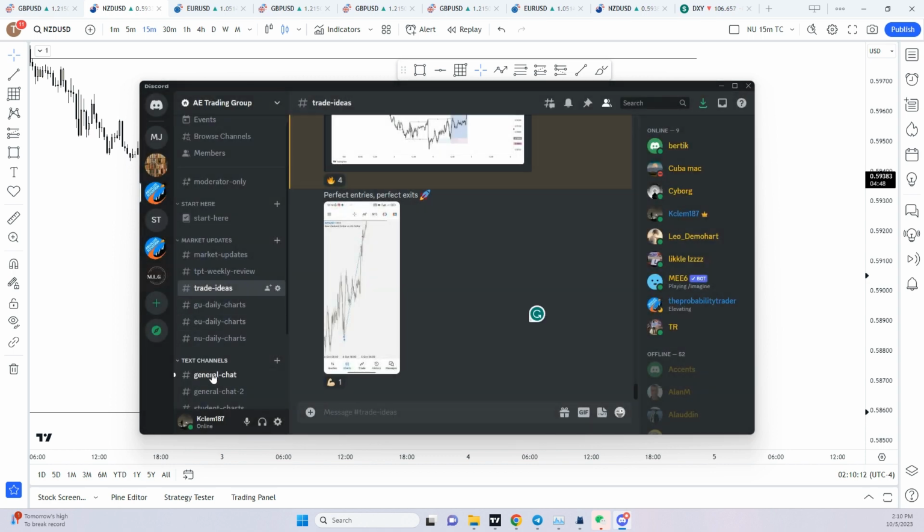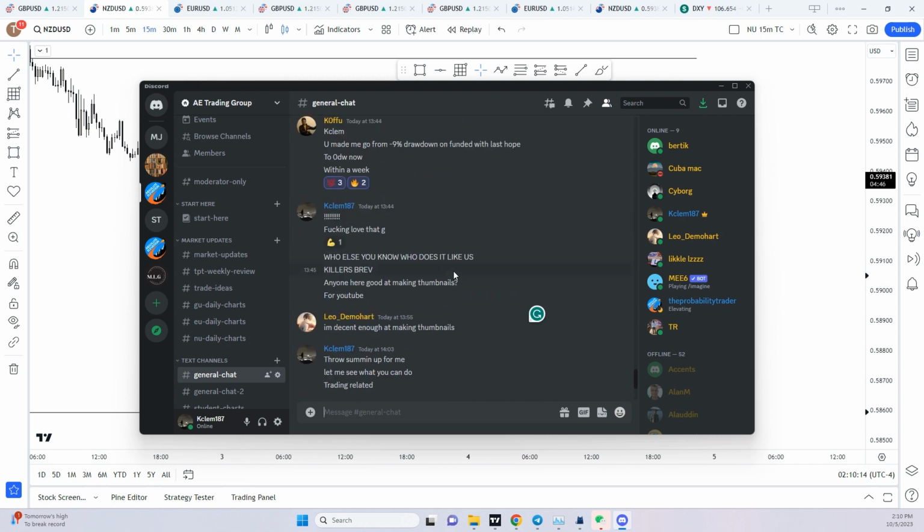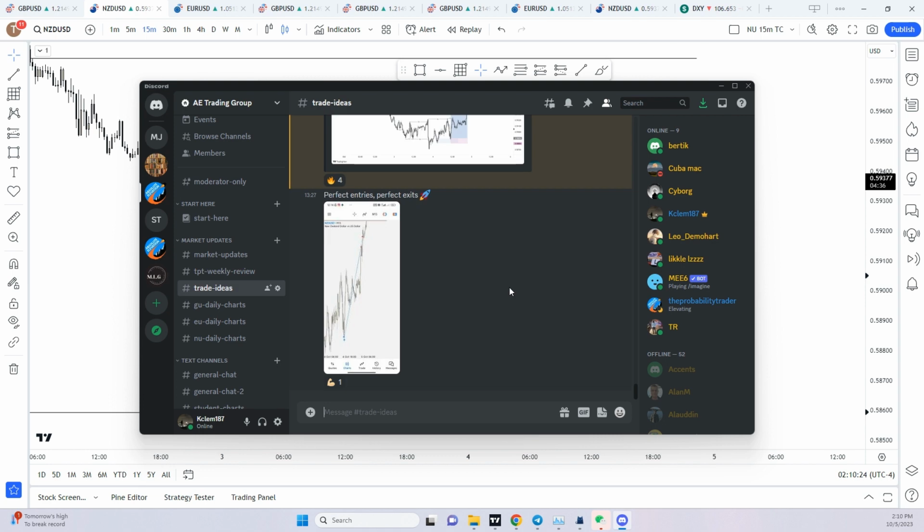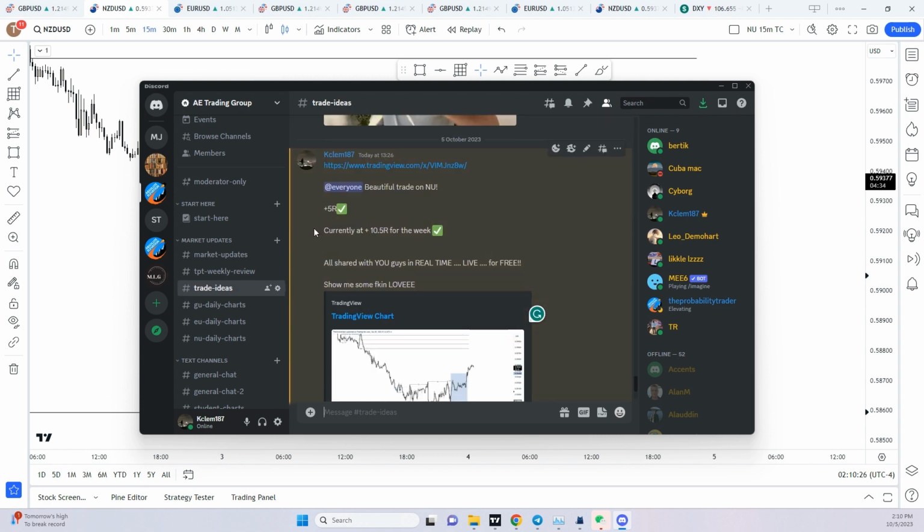There's the entries, and we had one guy who was at a 9% drawdown on his funded account, and within a week he's now back at break even. We've done 10.5R this week, as you can see there. Currently the week we are 10.5R, all shared with them guys in real time, live for free.